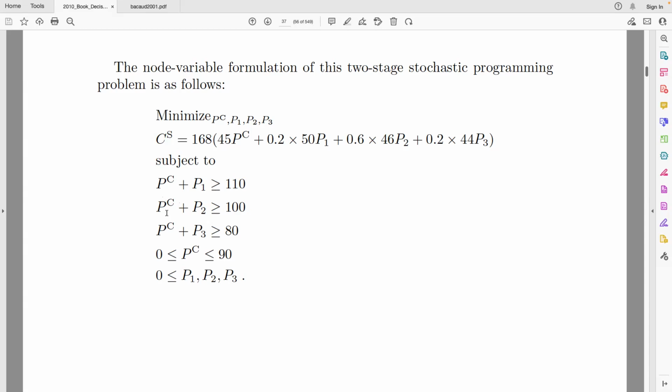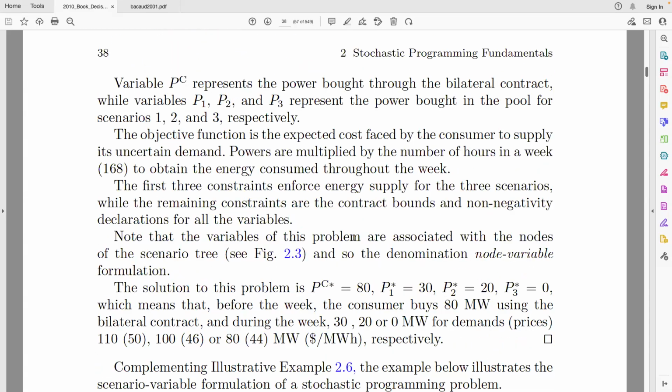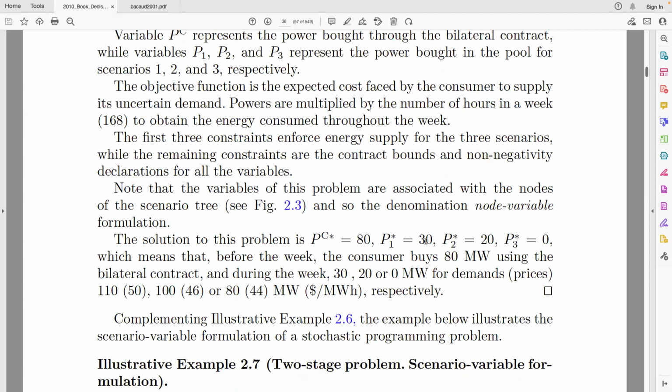Similar for the second constraint: the power we are going to buy from the contract and the power we are going to buy from the pool in the second scenario, and likewise for the third scenario. Here we have a constraint on how much power we can buy from the contract, from 0 to 90, and the non-negativity of the powers in each scenario. The solution to this problem is 80 for the contract, 30 for the pool in scenario 1, 20 for the pool in scenario 2, and 0 for the pool in scenario 3. Now let me show you the code.